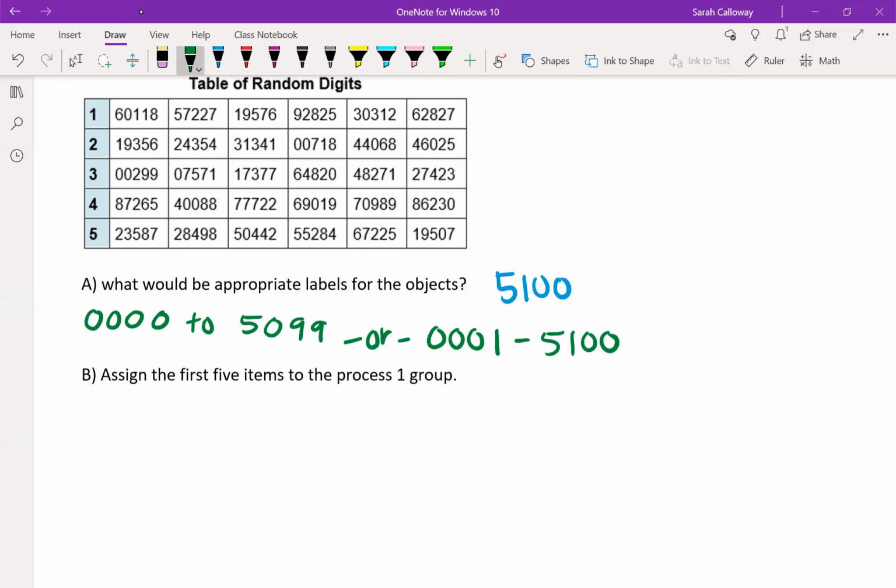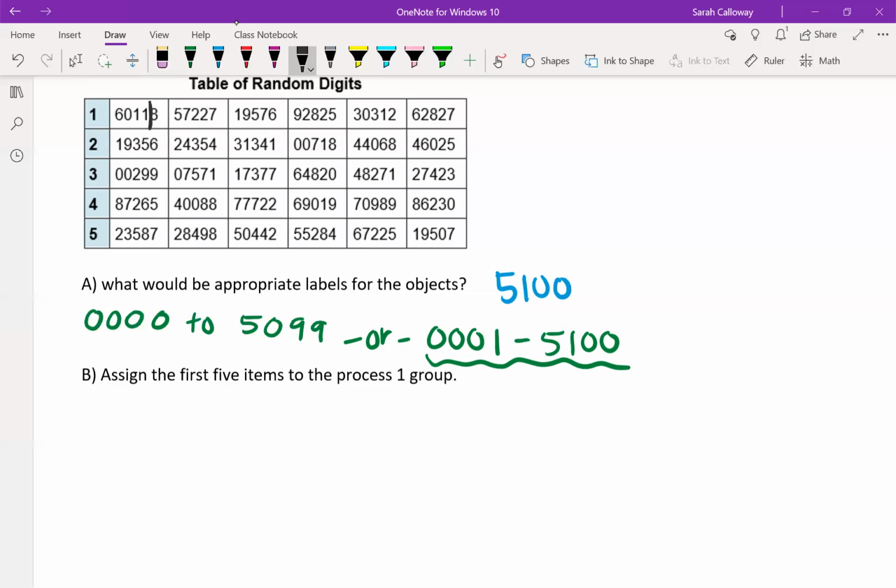So is this next step. They want us to just pick the first 5 items to process group 1. So I'm going to use these numbers to do this. So if I have 0001 to 5,100, I'm looking for a 4-digit number that's within that range, and those are going to be selected for the groups. If I look at this, my first 4-digit number is 6,011. That's bigger than 5,100, so that's not going to be chosen.